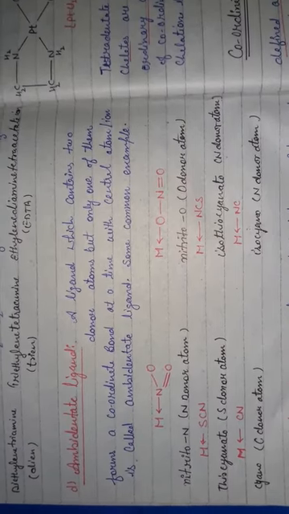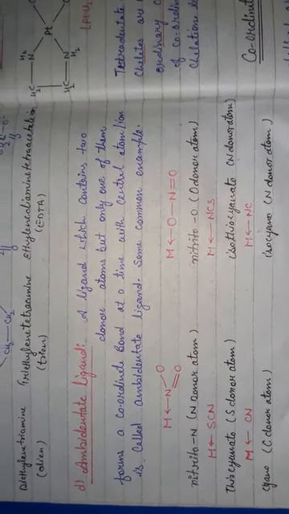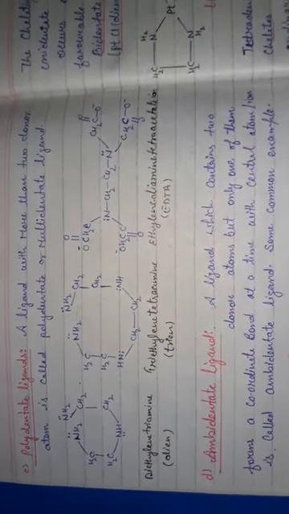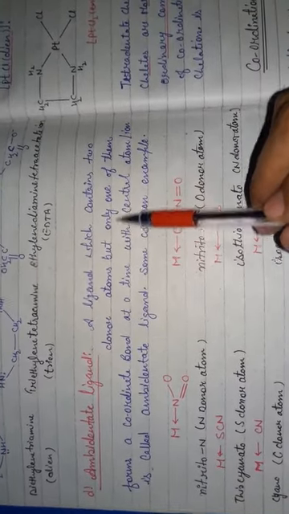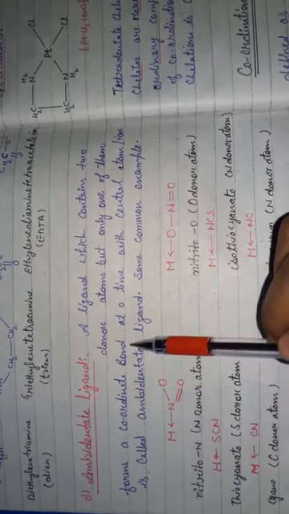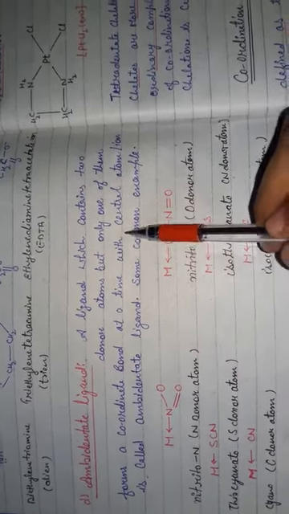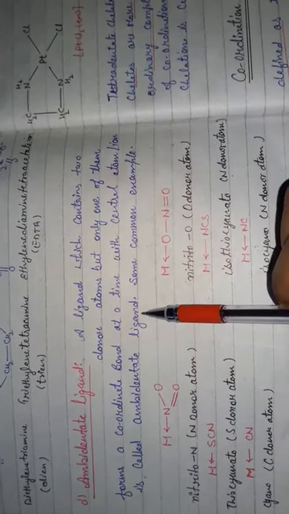Last time we discussed different types of ligands, and you studied the polydentate ligand. Next is the ambidentate ligand. It states that a ligand which contains two donor atoms, but only one of them forms a coordinate bond at a time with the central atom or ion, is called an ambidentate ligand.